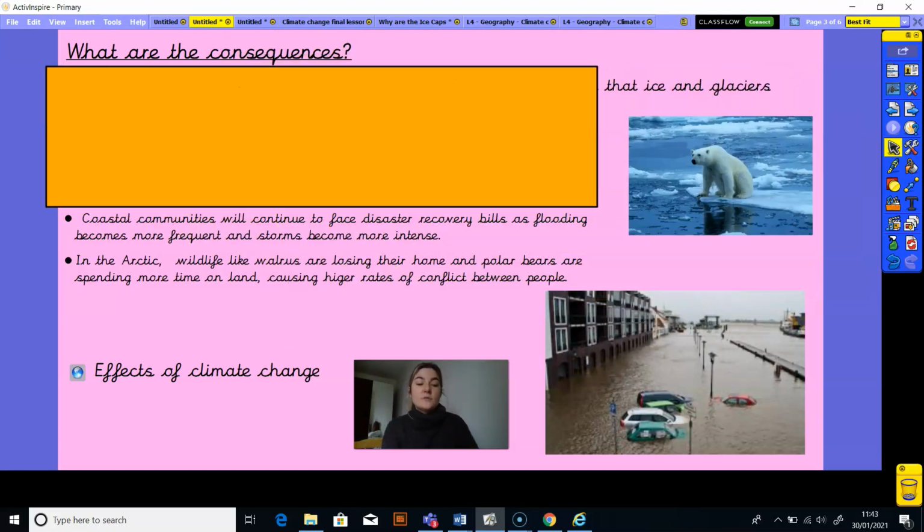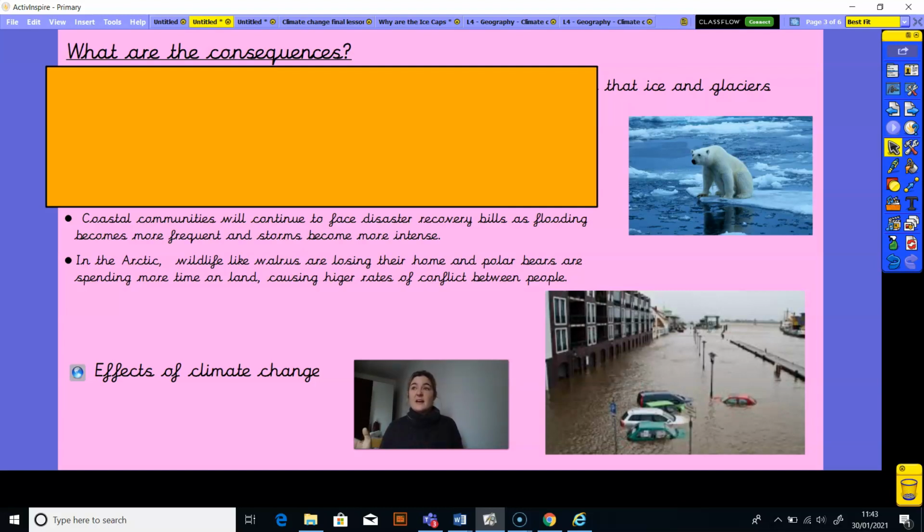And we can also see here that coastal communities face disaster. So we've spoken about flooding and extreme weather, and how particularly coastal places are affected by this. And that is because of the sea levels rising, it's more likely to flood, isn't it? And also in the Arctic, wildlife like walrus and polar bears are losing their homes, spending more time on land. And this has meant that there's actually been more contact between polar bears and that wildlife with people, because they're looking for food, because there's a serious lack of food because of these warmer summer months.